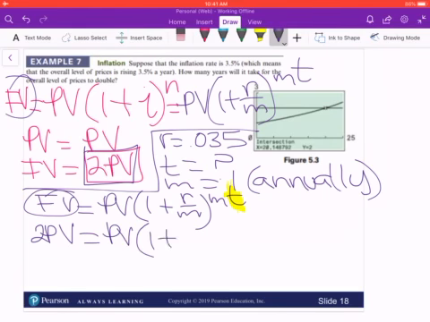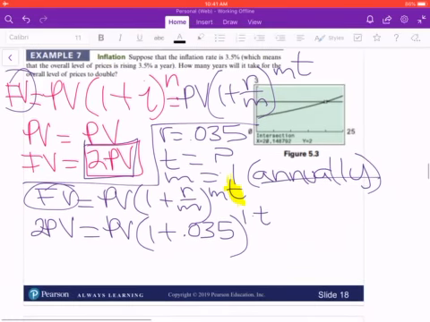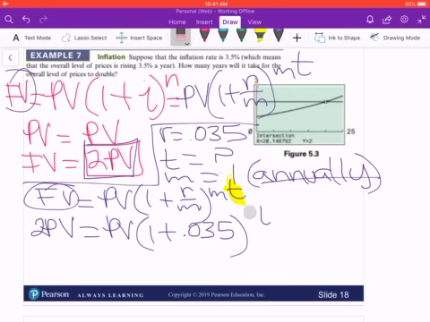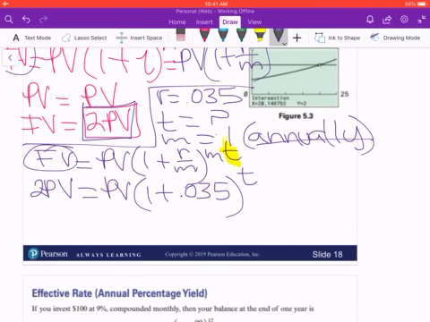Here we'll have 1 plus, and we have 0.035. It will be divided by 1, so it's not really necessary for me to write the 1. And then for the exponent, we have 1 times the time, 1 because it's annually. So it's not necessary for me to write the 1. So I'm going to delete that. We'll just have T. Now, first thing I will do here is divide by the present value, just so that I can cancel that variable. And so it's not necessary for us to know what the present value was originally.